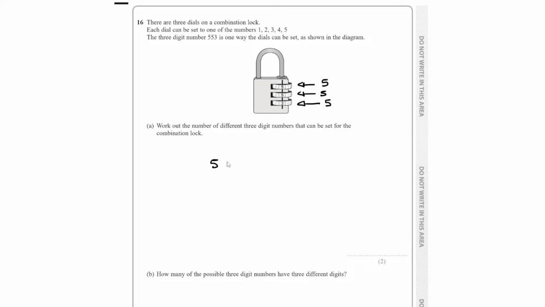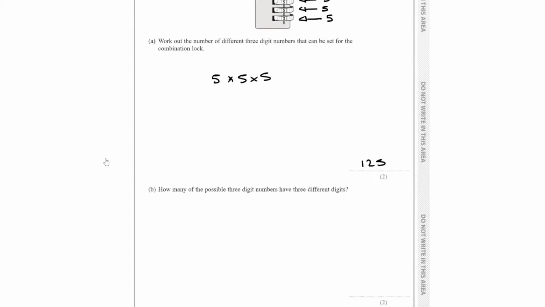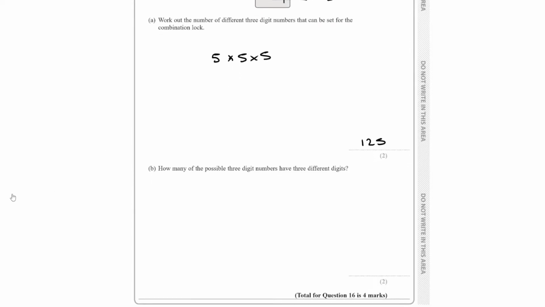Another 5. So as Akram has said, they're giving you loads of space to make you feel like you need to test out combinations. We're not going to test out different combinations because you would literally be there all day. You're just going to times it, which is 5 cubed, which is 125. So that's part A.